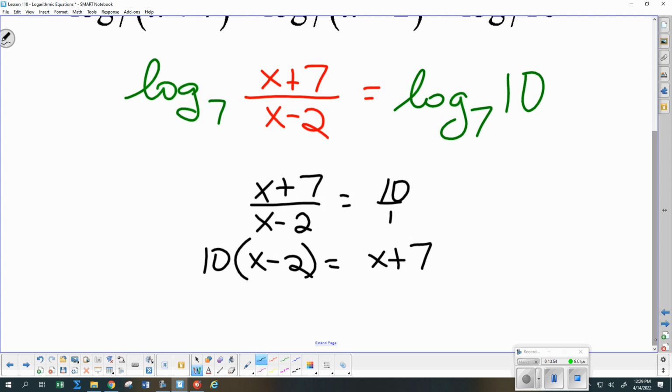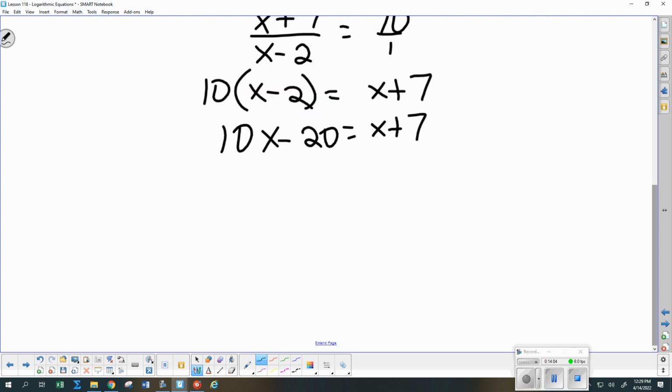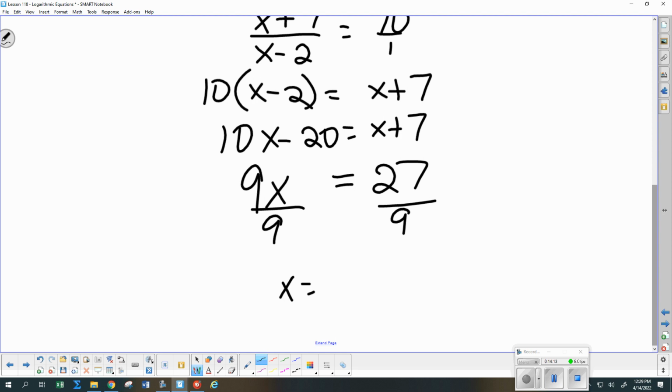Hopefully we are almost there. Everybody shout out what you get. I heard an awful lot of 3s. Let's see if I can get a 3 out of it. 10x minus 20 is x plus 7. Subtract the x on both sides, so we have 9x. Add 20 to both sides is 27. And yes, I agree with you, x is 3.